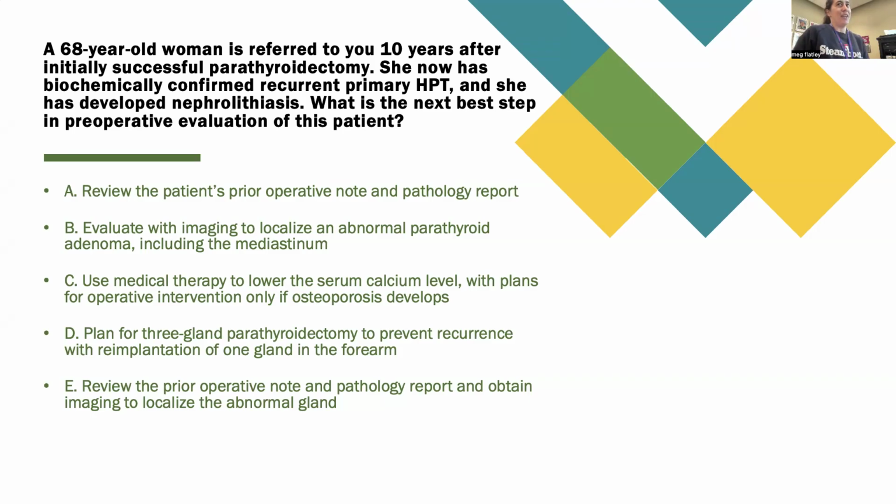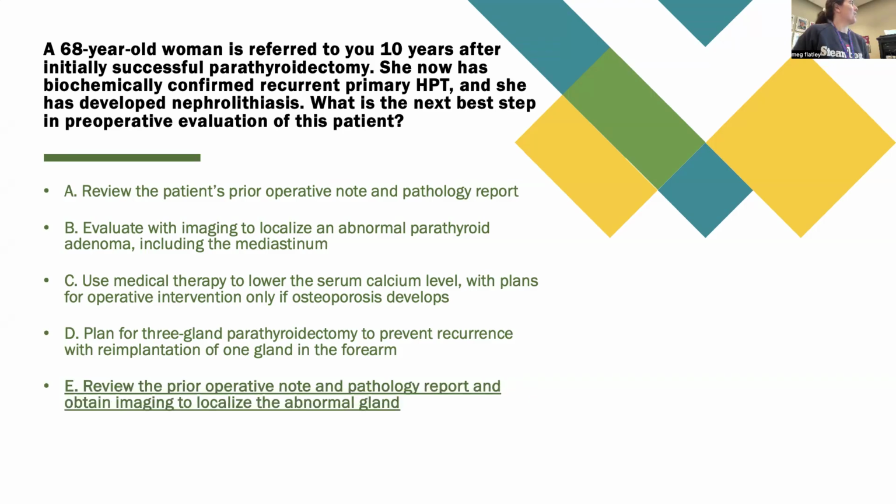B is a good answer, but it's not the best answer. You would want to do both. E is kind of a combination of A and B. So you want to review their prior operative note. Maybe they weren't able to locate all of the parathyroid glands. And then you want to obtain additional imaging because they could also have an additional parathyroid gland, which is rare but not unheard of.